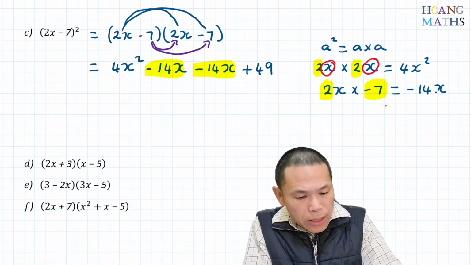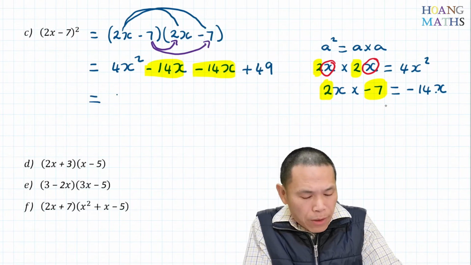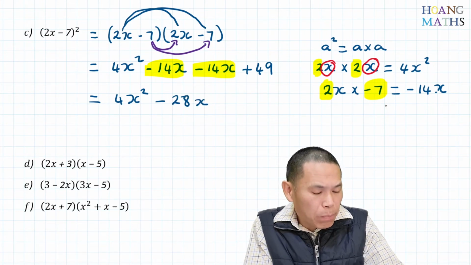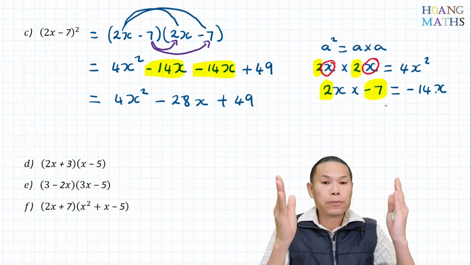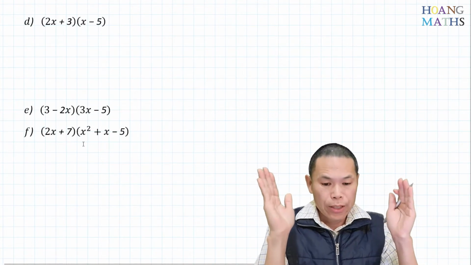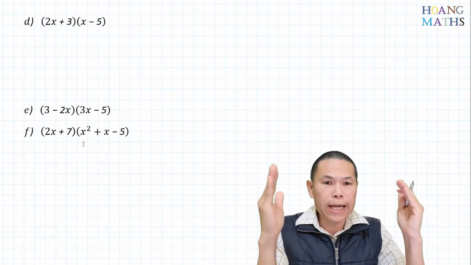So let me just write this down. So that will give me 4x squared first, and then we minus 28x, and the 49, I just write this down. There you go. Next one. Again, same process, okay?